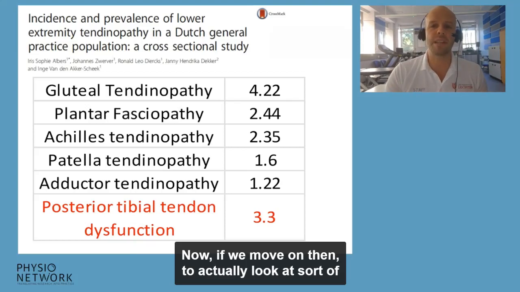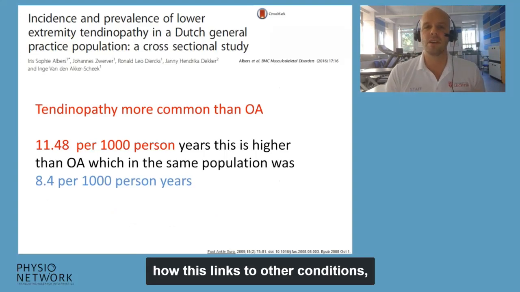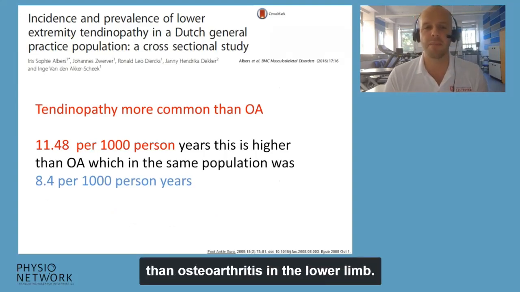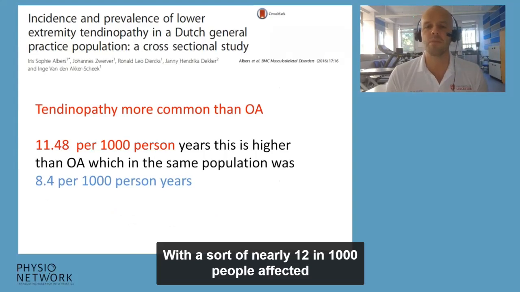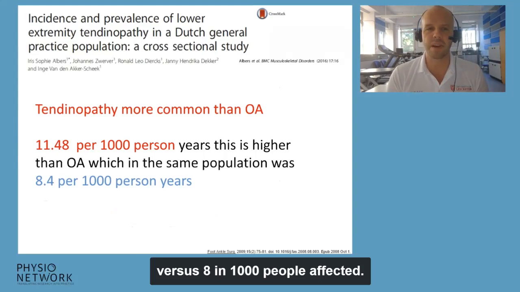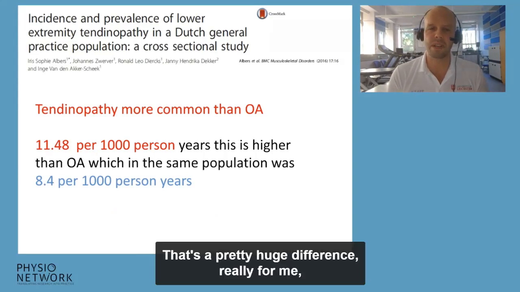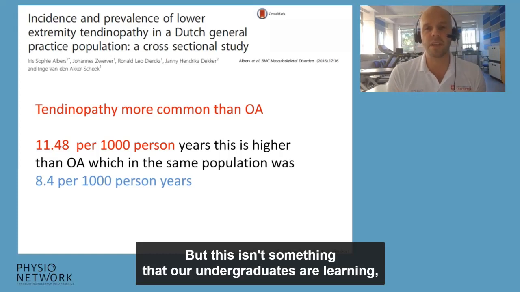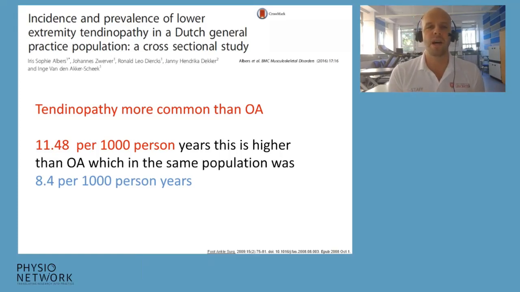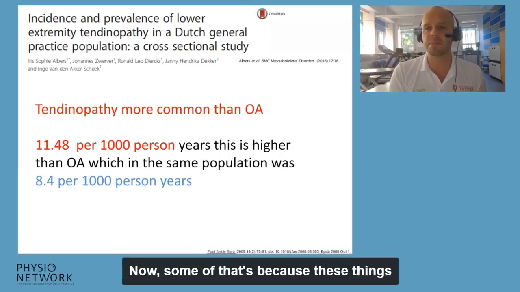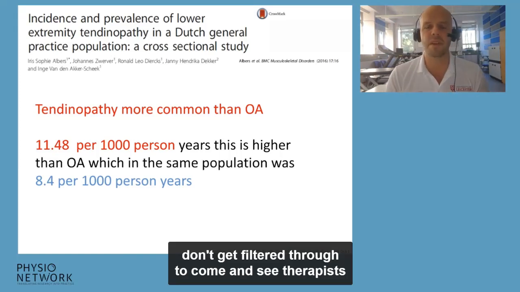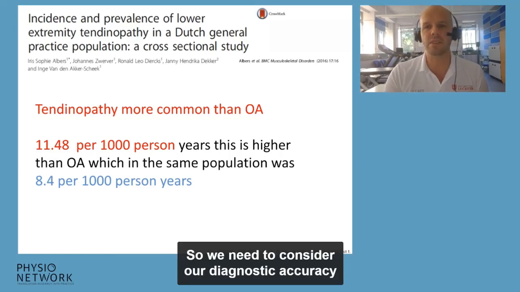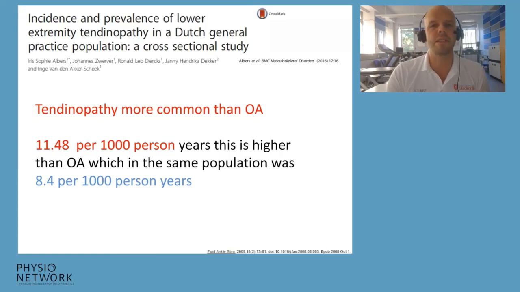Now, if we move on then to look at how this links to other conditions, based on the Dutch data, tendinopathy in the lower limb is actually more common than osteoarthritis in the lower limb, with nearly 12 in 1,000 people affected versus 8 in 1,000 people affected. That's a pretty huge difference really for me when it comes down to numbers and on the population scale. But this isn't something that our undergraduates are learning. It's often something our physio colleagues haven't learned as well, and it doesn't always reflect what you see in clinical practice. Some of that's because these things don't get filtered through to come and see therapists, and some of it may be that it gets misdiagnosed as other aspects as well. So we need to consider our diagnostic accuracy when we're looking at diagnosing tendinopathies.